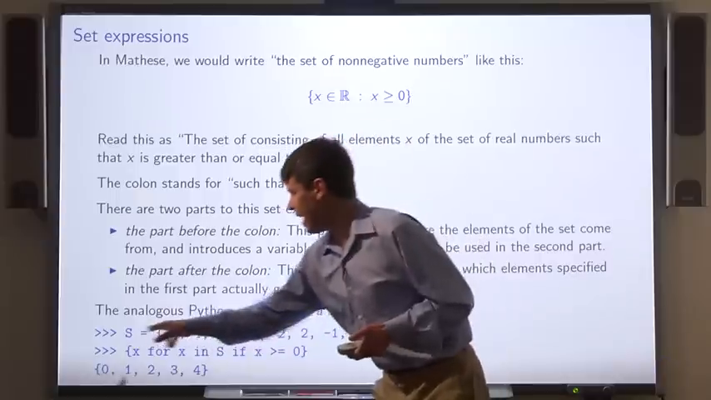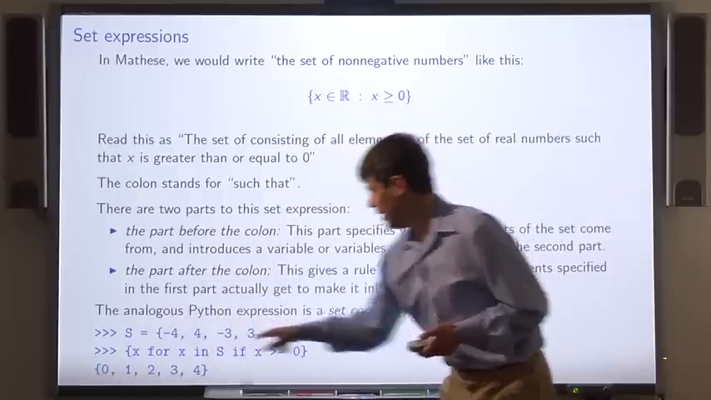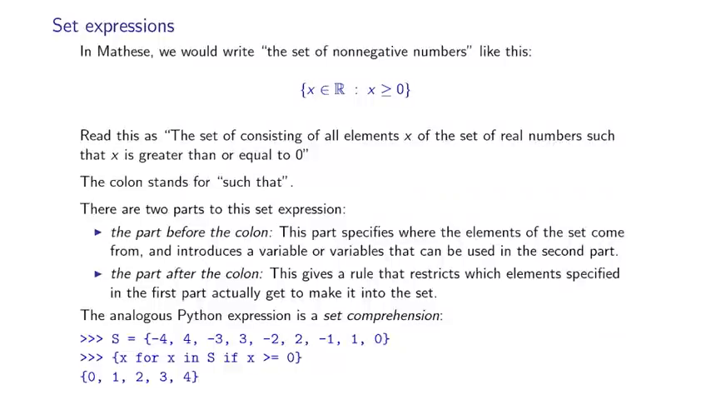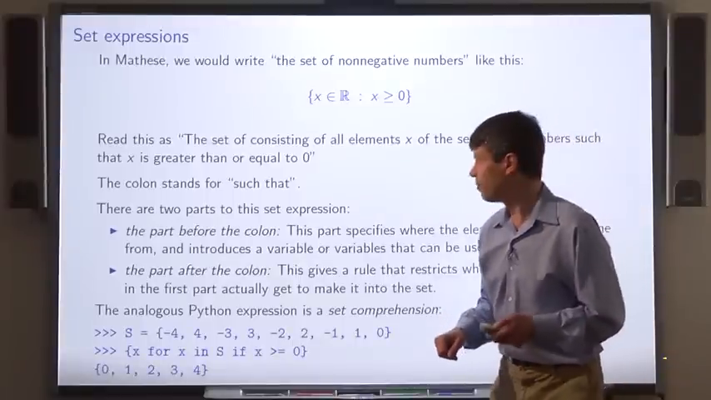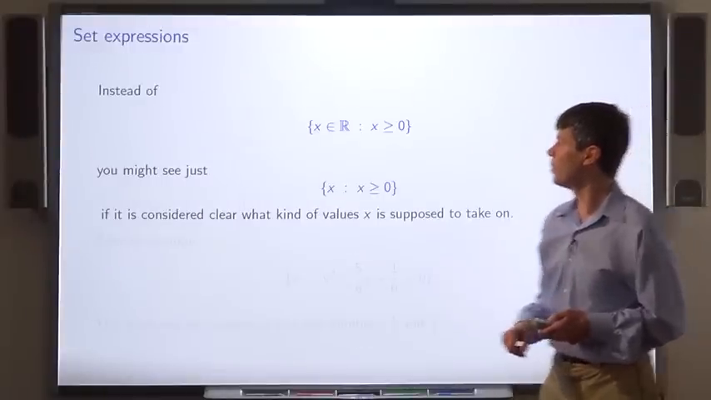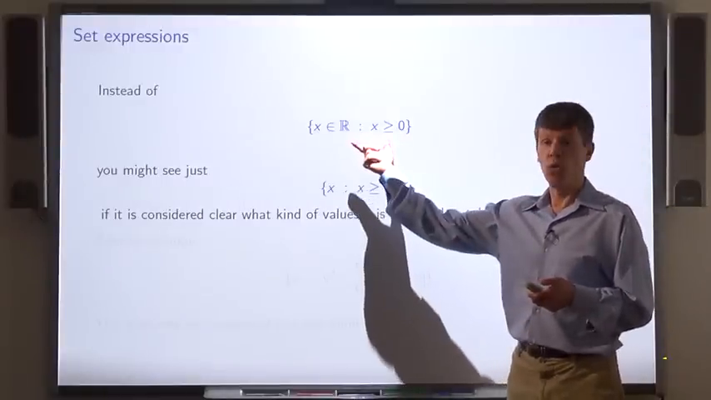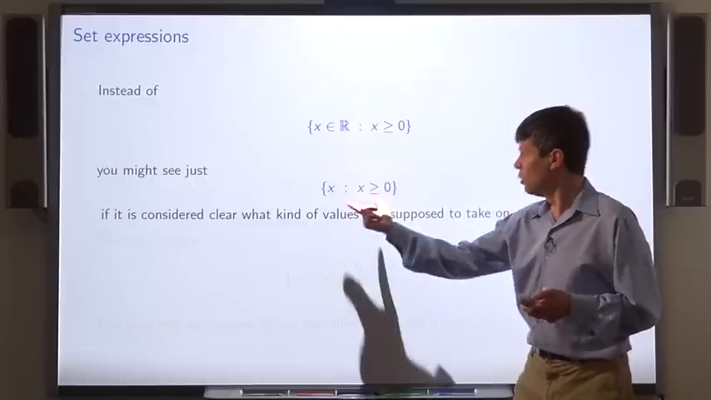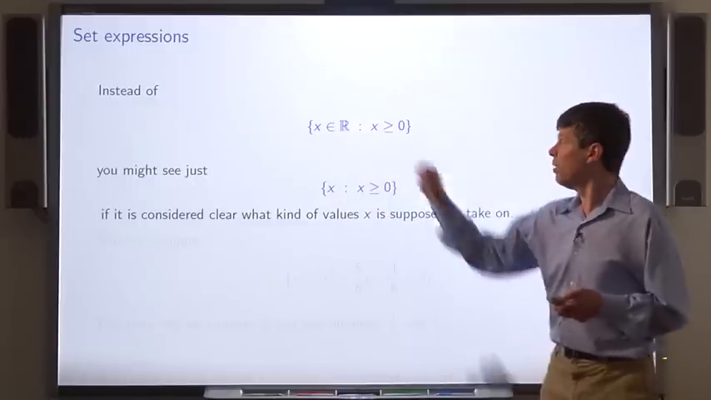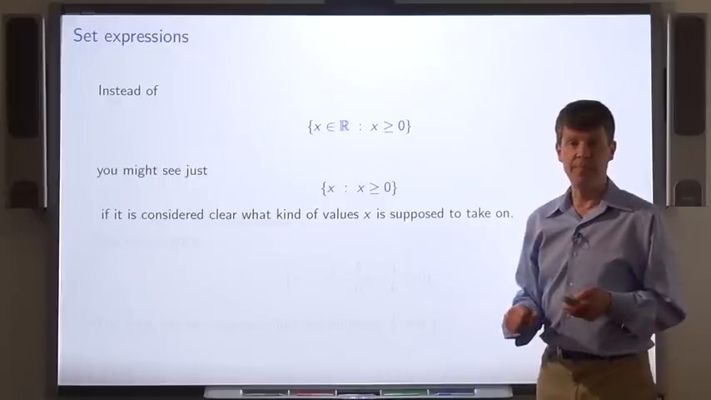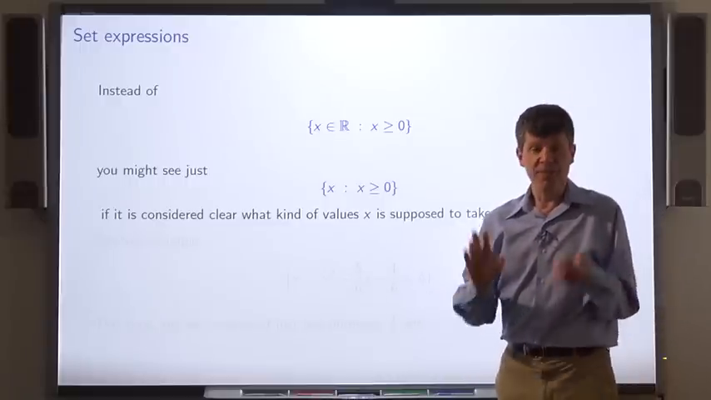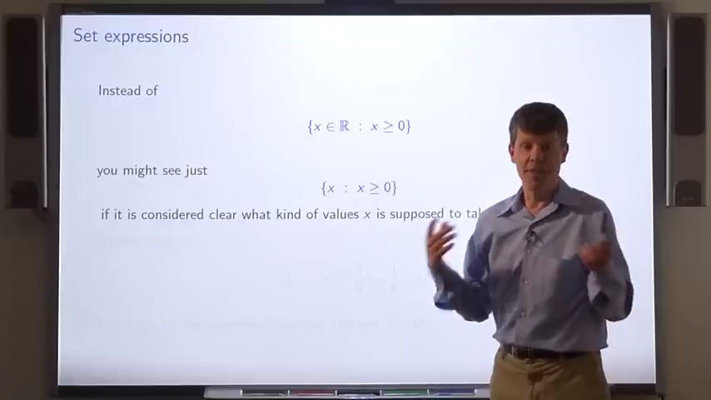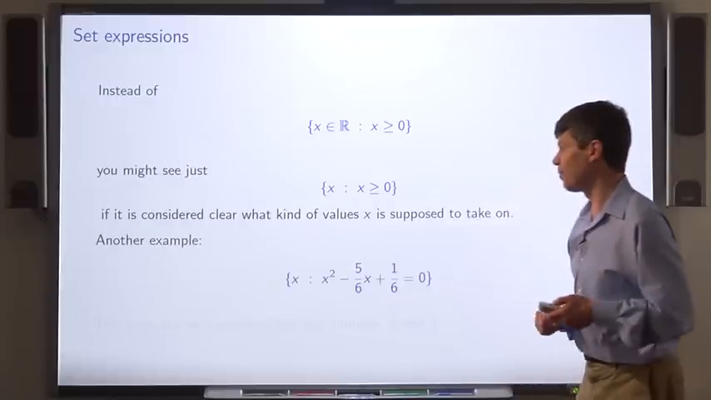Let's say this set S is defined to be these integers. The expression x for x in S if x is greater than or equal to 0 gives you only the elements of S that are non-negative. Very often, instead of writing this, we'd write just this. We'd leave out the part that specifies that x is a member of the real numbers if it's supposed to be clear to you that that's where these numbers x are coming from.